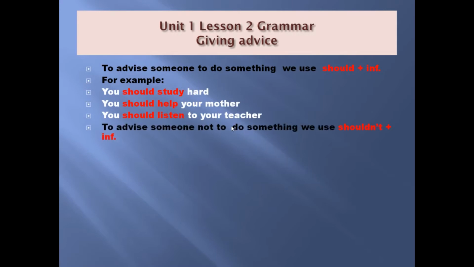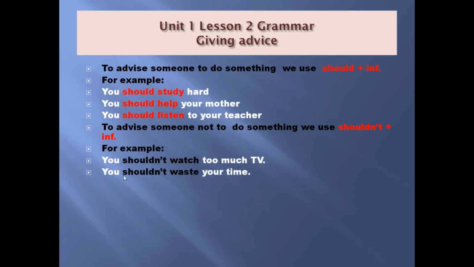To advise someone not to do something, we use shouldn't plus infinitive. For example, you shouldn't watch too much TV. You shouldn't waste your time. He shouldn't shout at his friends.